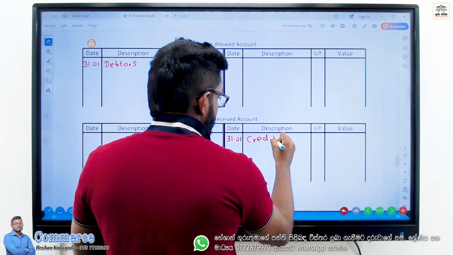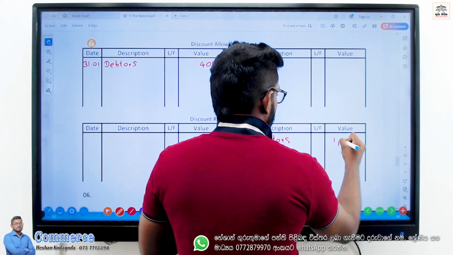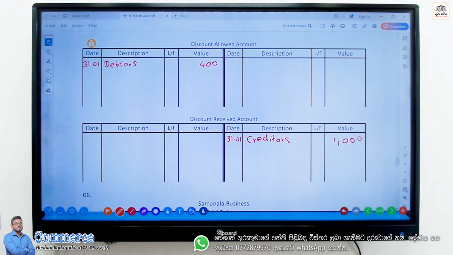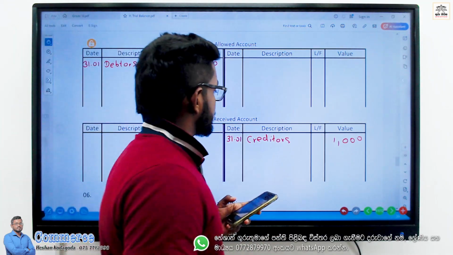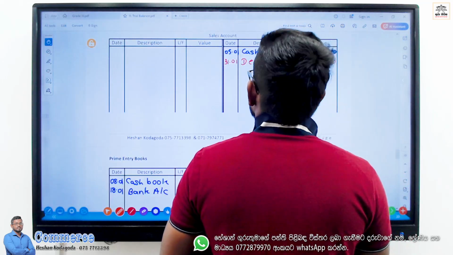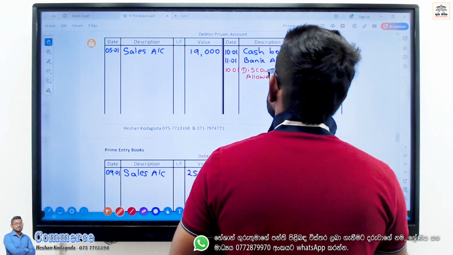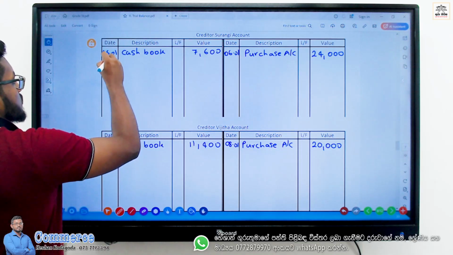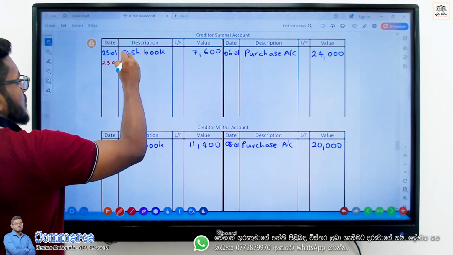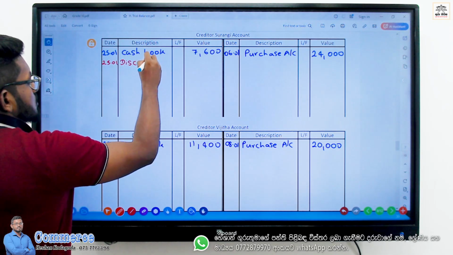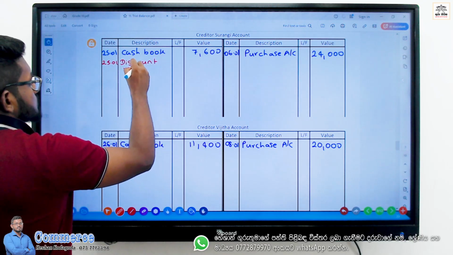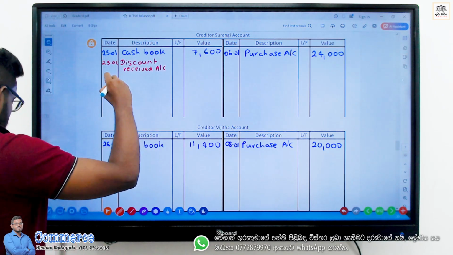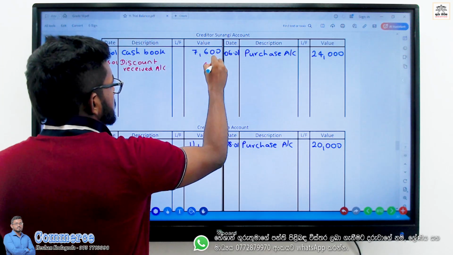The total is 1000. But there are two creditors, creditor Surangi and creditor Vijita, 400 and 600. Right? Go to creditor Surangi and creditor Vijita. Creditor Surangi, 25th of January, write it as discount received account. How much? It's rupees 400.